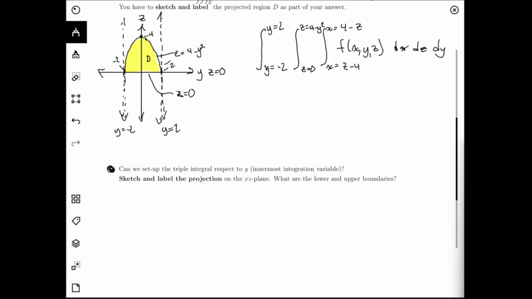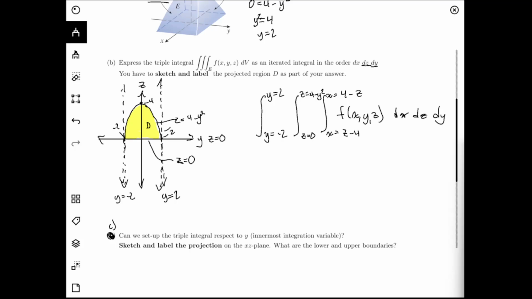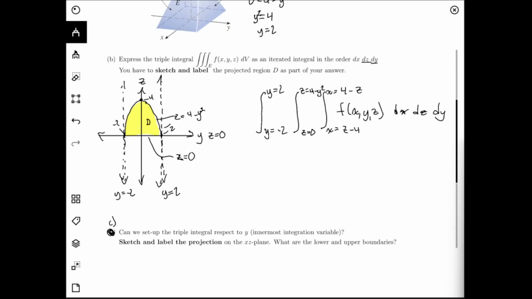This should be C. Can we set up a triple integral with respect to y? Yeah, I think that we can, but let's look at what that would look like. Because we would need the projection, and since it's with respect to y, and that's our innermost variable, then the projection is going to be on the xz plane, as we explained before.